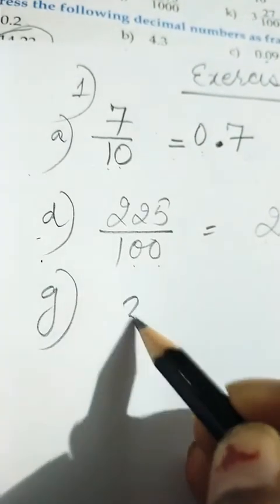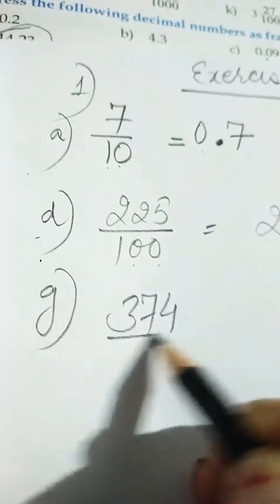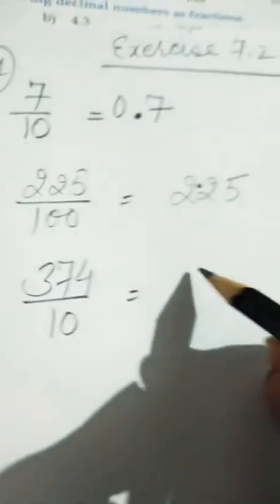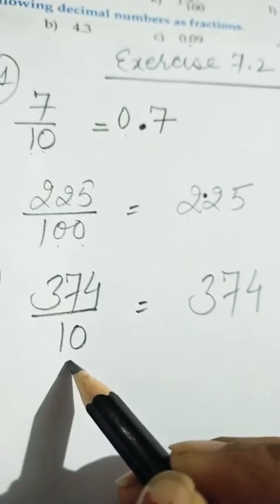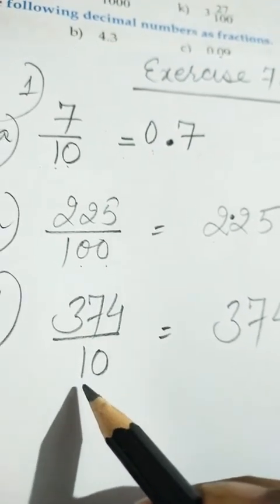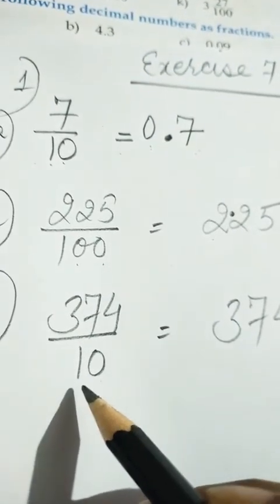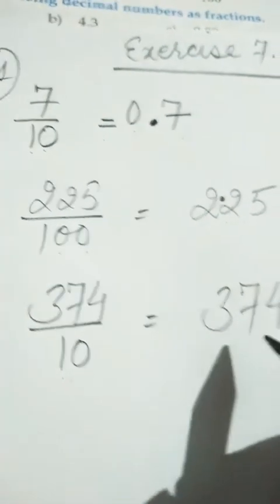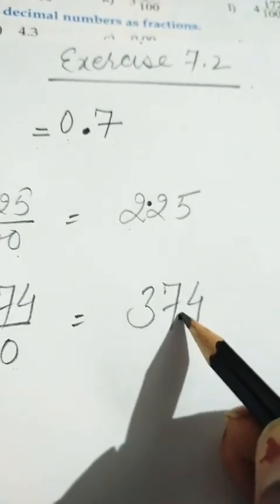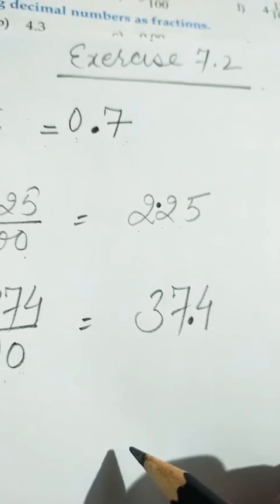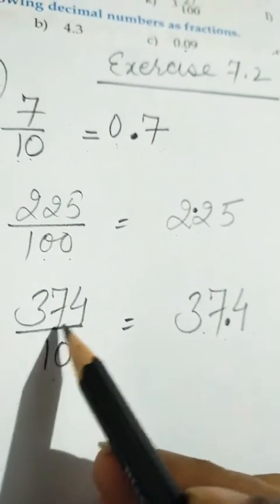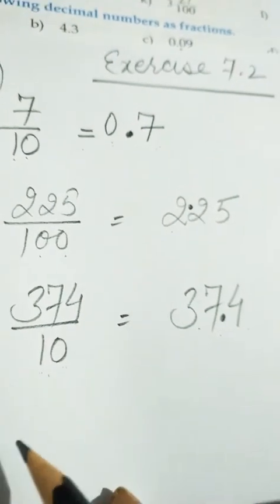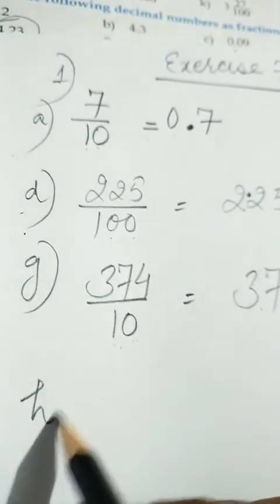Now I am going to tell you G part, that is 374 over 10. We will write only the numerator, 374. Now we will use the denominator to put the decimal. Here you can see after 1, 0 is there, so after decimal 1 digit will be there. So here we will put the decimal. 37.4 is the decimal form of 374 upon 10.